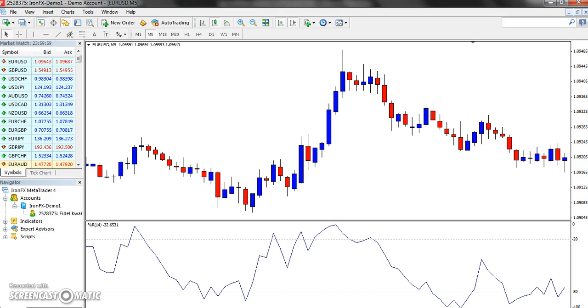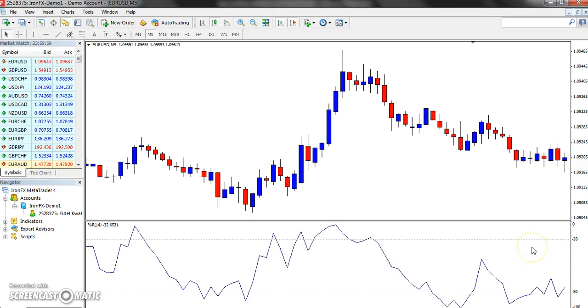We are back on the MetaTrader 4 chart. And this is the indicator referred to as the Williams percentage R. As you can see, that's the percentage symbol, and the R right here. So this is what we refer to as the Williams percentage R. It is an indicator which shows overbought and oversold.